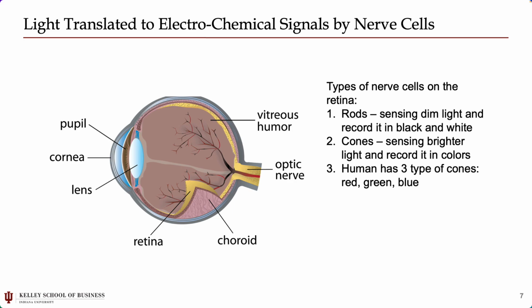So the rods and the cones translate lights into electrochemical signals, and these signals are then transported to the brain through the optical nerves. So in the center of the retina, there's a small area called the fovea, and this has a large number of densely packed cones. The vision in this fovea has the highest clarity of the retina. So when we need to see the fine details, we need to fix our eyes on this small area to ensure that light is focused on the fovea.